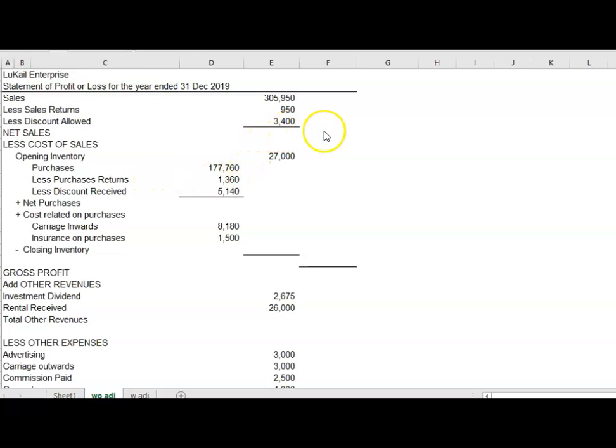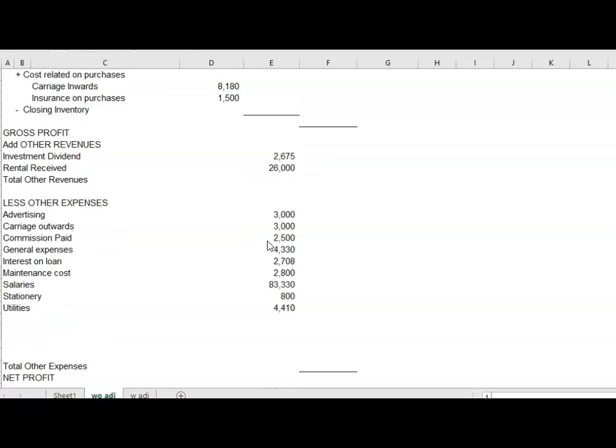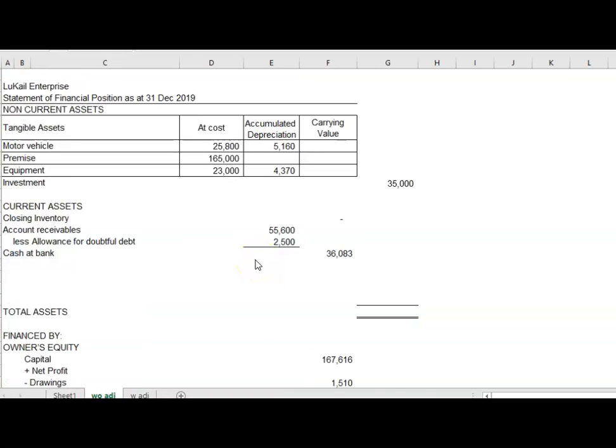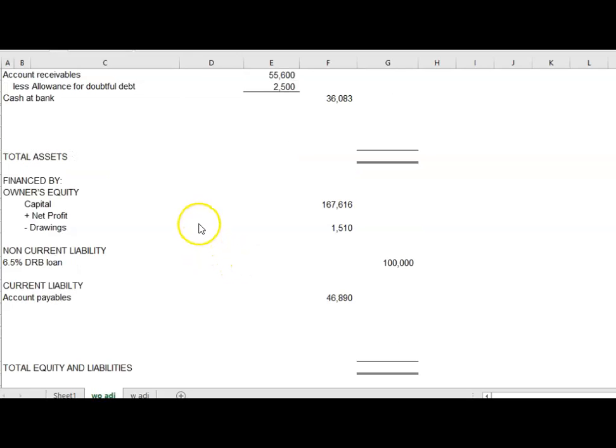You do not have to calculate the net sales or the net purchases or the gross profit or the cost of goods sold or the cost of sales. You do not need to calculate them first. Just transfer the figures from the trial balance to the statement of profit or loss and also to the statement of financial position. I just transfer it first. Once you have transferred all the figures, then you look into the additional information in the question for the adjustments.